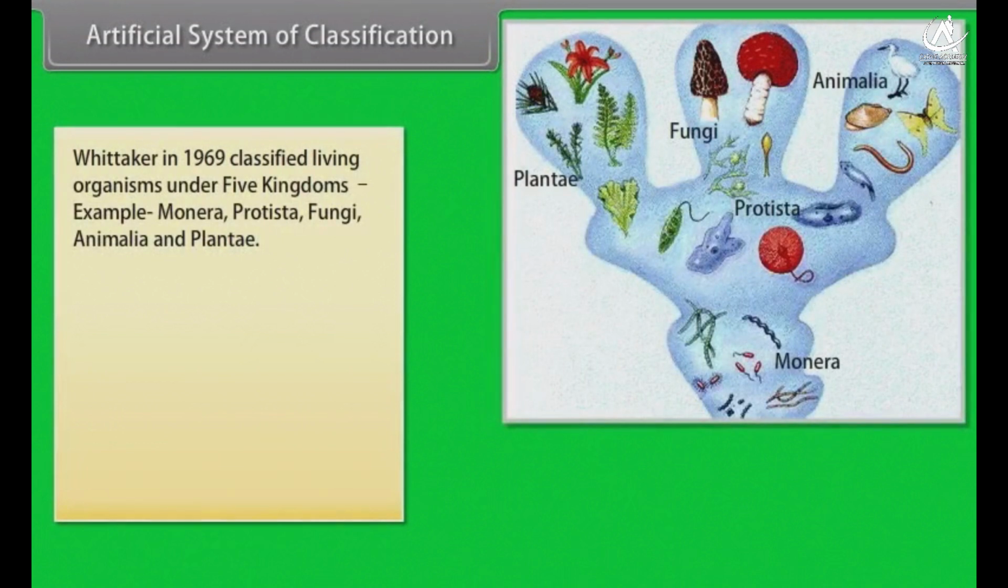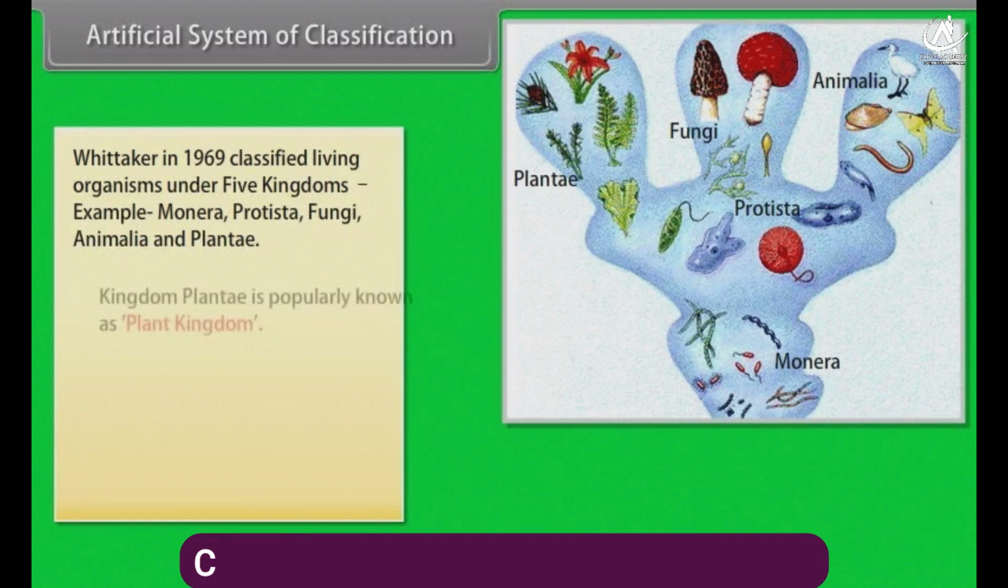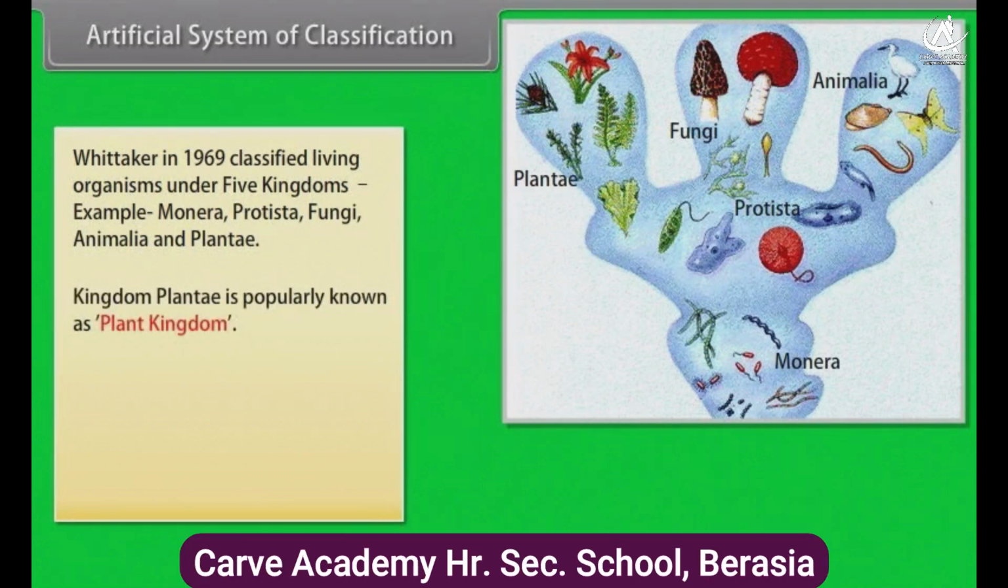Artificial system of classification. Whittaker in 1969 classified living organisms under 5 kingdoms. Example: Monera, Protista, fungi, Animalia, and Plantae. Kingdom Plantae is popularly known as Plant Kingdom.